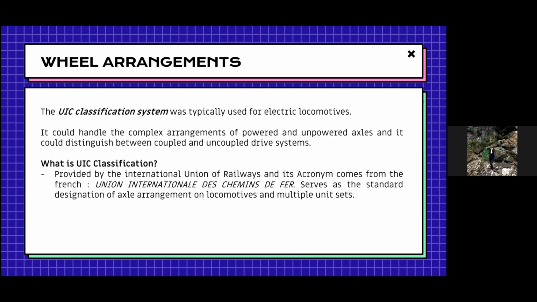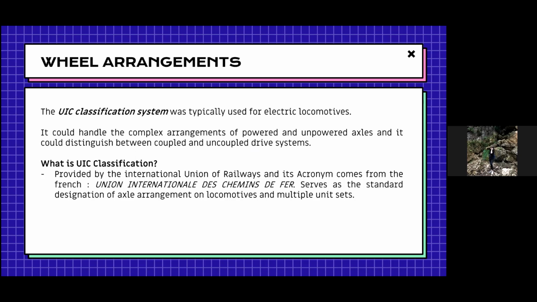So for UIC classification system naman, sabi dito, it was typically used for electric locomotive. It could handle the complex arrangement of powered and unpowered axles, and it could distinguish between coupled and uncoupled drive systems. Sabi ko nga kanina, yung white notation is for steam locomotives. Now, ano naman yung pang electric locomotive, since ayun naman kasi talaga yung cover ng topic namin. So for electric locomotive is yung UIC classification system.